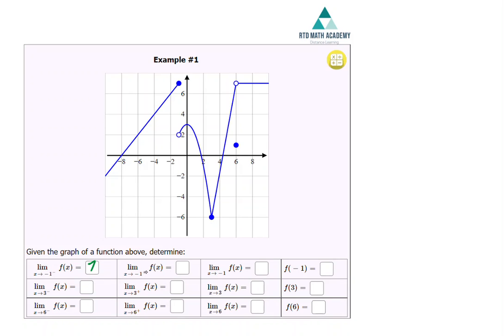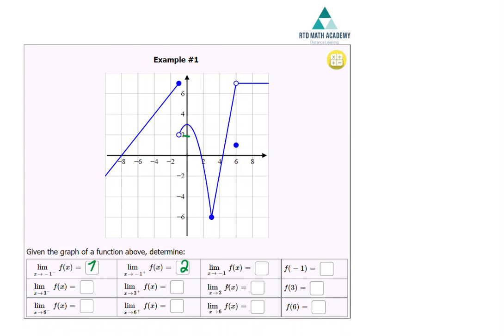Okay, so now if we go the limit as x approaches -1 from the right, that's coming around this way. Now, when we actually get to -1, the next value of -1, that point isn't right here, right? But it is approaching that point right there. So it's approaching 2.